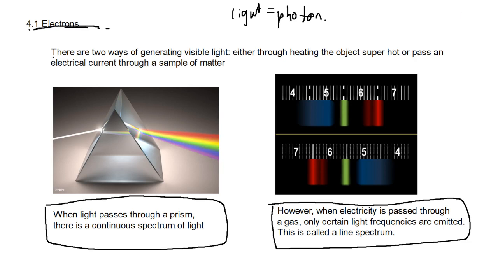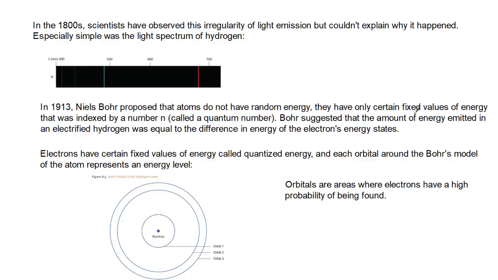There's a guy called Niels Bohr, and he proposed that atoms don't have random energy. They come in discrete packs of energy, represented by the number n. He suggested that the amount of energy emitted in electrified hydrogen was equal to the difference in energy of the electron's energy states. That seems really confusing, right?